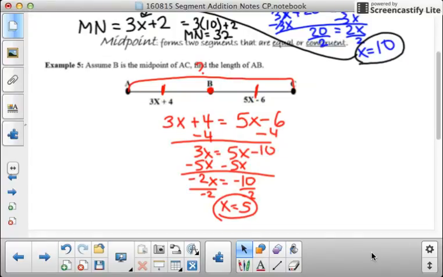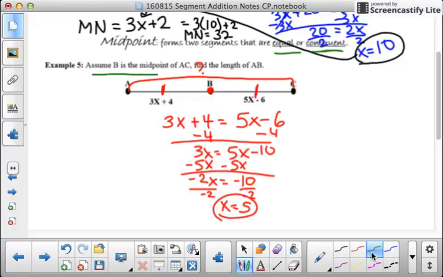So what I've done here with midpoint is that I have set the two equal to each other because both of these segments are equal or congruent. So I'm going to go back to the problem and say, okay, assume B is the midpoint of AC. Find the length of A to B.